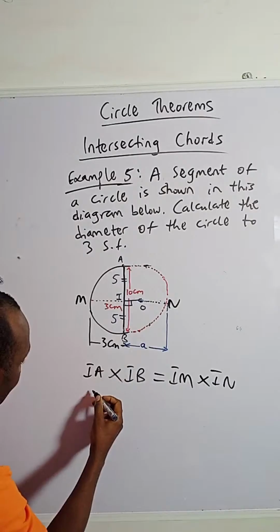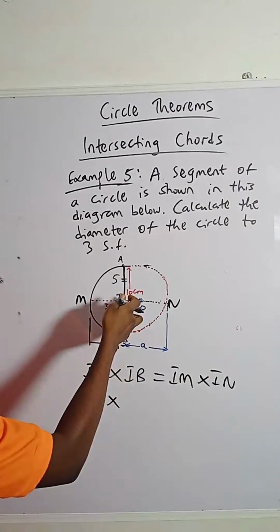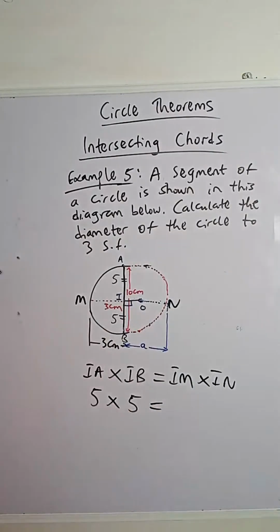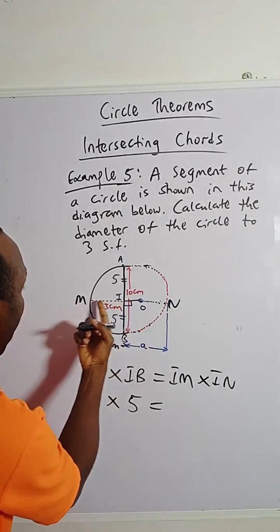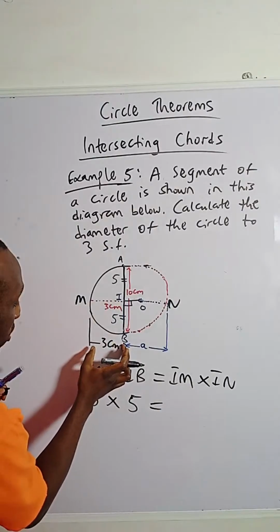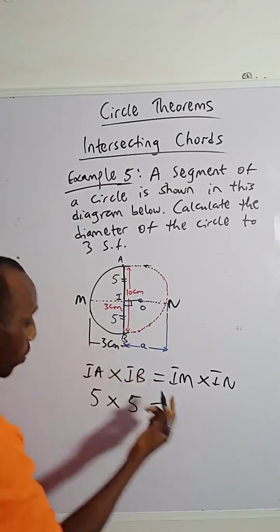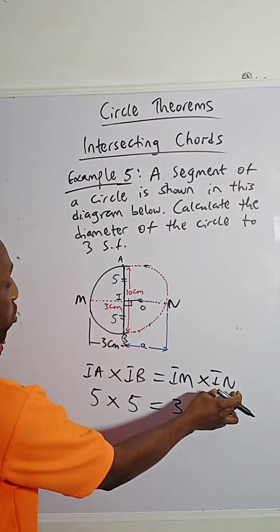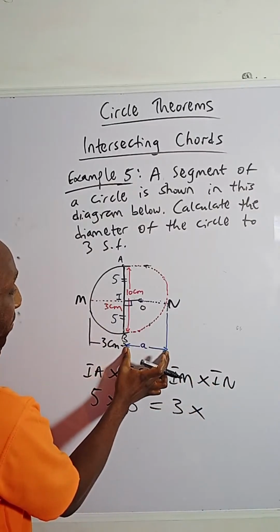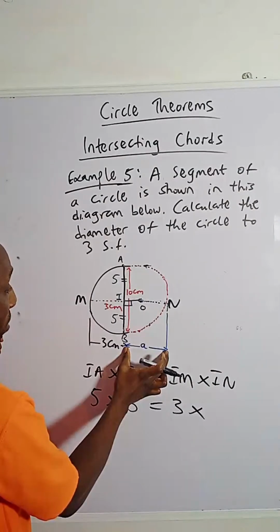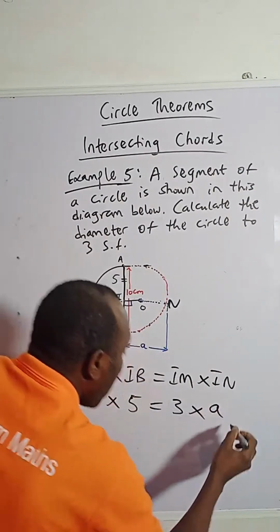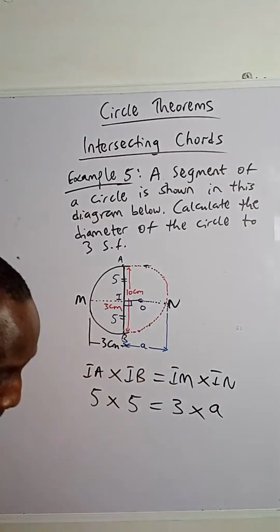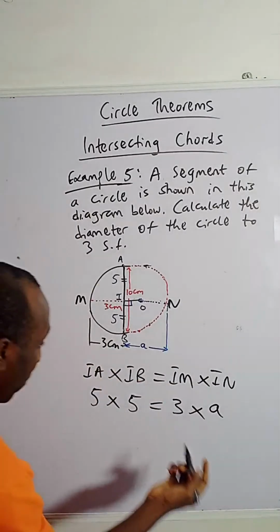Yes. Very good. So what is IA? From I to A is 5. And what's IB? From I to B is also 5. This is equal to IM. From I to M, we're told it's 3, so from here to here is 3 centimeters. So we write 3 times IN. We already said IN is A, from here to here. We called it A. So that's A now. All we have to do is get A. So how do we get A?